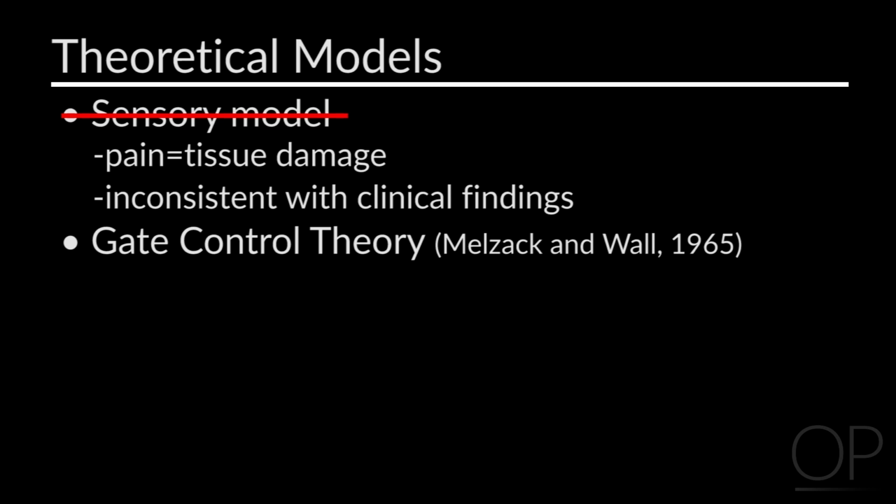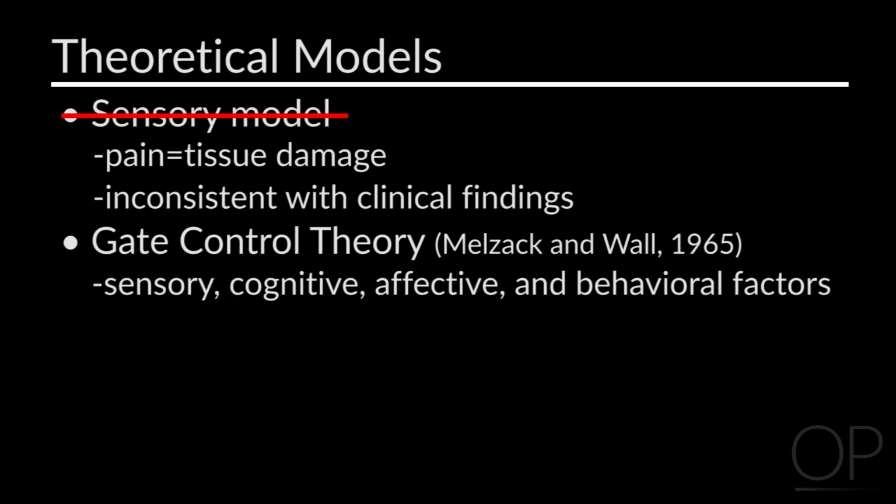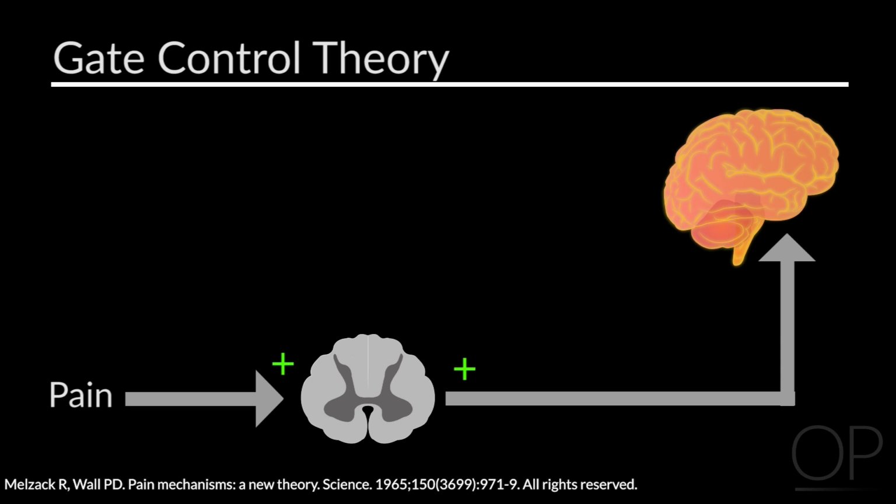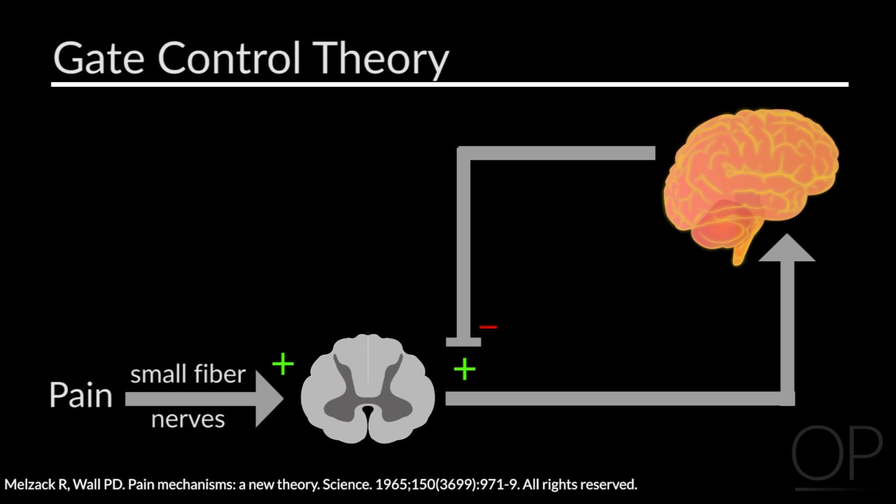And this model explains why there is so much variability in the pain experience. In general, the theory states that there are sensory, cognitive, affective, and behavioral factors which contribute to the pain experience. Physiologically, the model indicates that there are peripheral pain receptors which transmit pain signals to the dorsal horn of the spinal cord via small fiber nerves. There are also descending inhibitory large fiber nerves, which can modify or stop the pain signals from being transmitted.